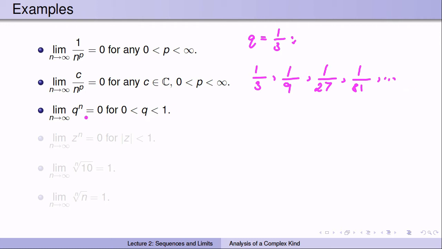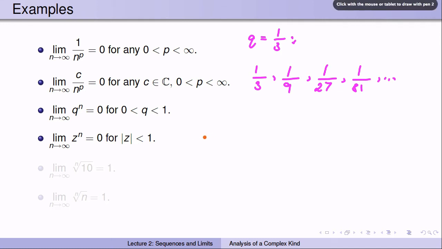If q was the number 1 itself, you would be raising 1 to the power n. It would be constantly equal to 1. That would not converge to 0. And if q was bigger than 1, these numbers would blow up and definitely not converge to 0. More generally, if instead of a real number q between 0 and 1, we plug in a complex number here whose length is less than 1, that will still converge to 0.